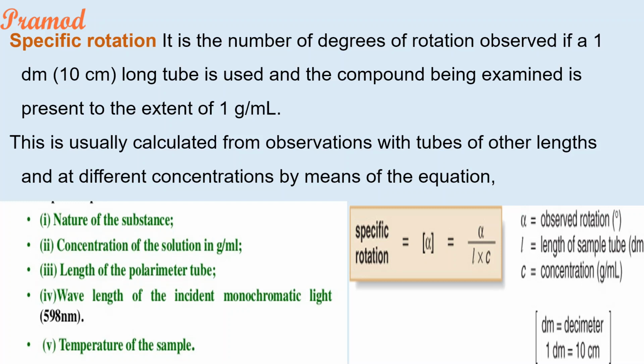So the 5 criteria are: nature of the substance, concentration of the solution in gram per ml, length of the polarimeter tube, wavelength of the incident monochromatic light, and the temperature of your sample. Okay, these are the conditions which are necessary to observe and calculate the specific rotation.